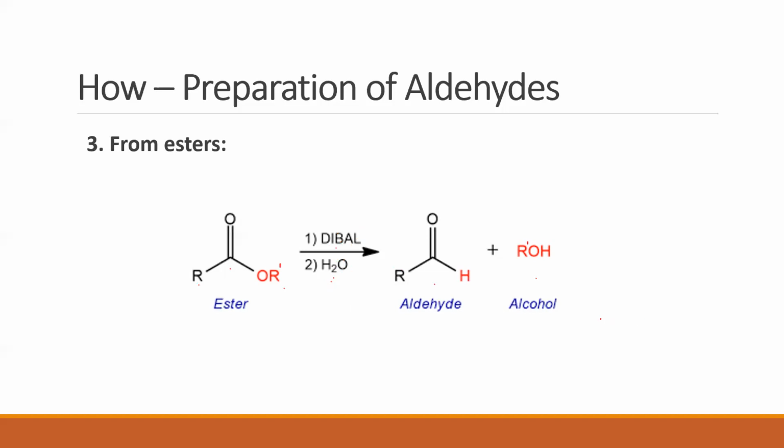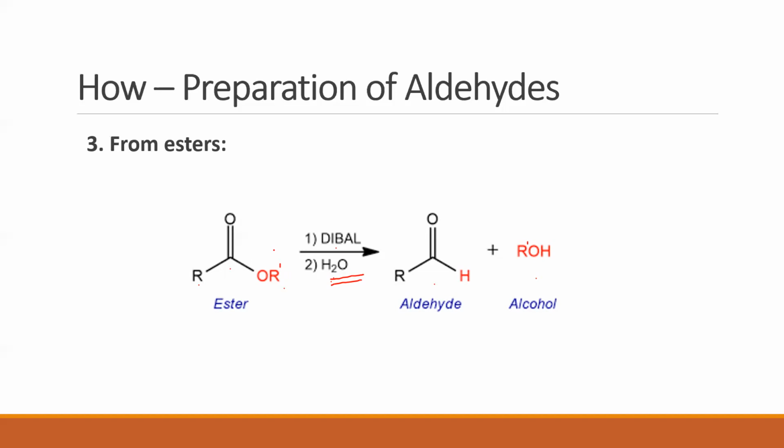We get an aldehyde and what? And an alcohol. We use water, right? Now, water breaks into what? H plus and OH minus. Clear? So it will give me H plus and OH minus. DIBAL is a reducing agent. It gives me free hydrogens that can be used for reduction.